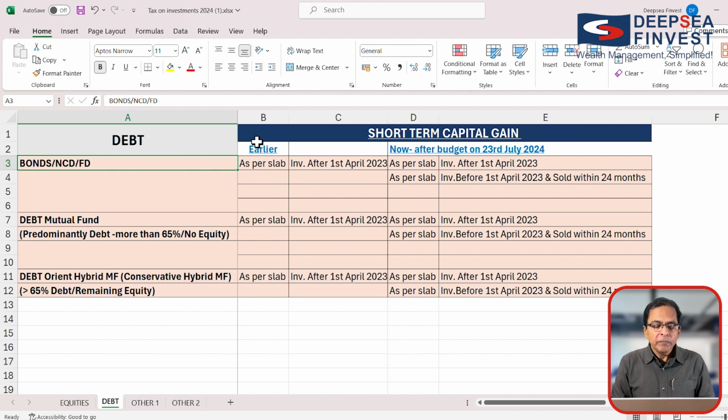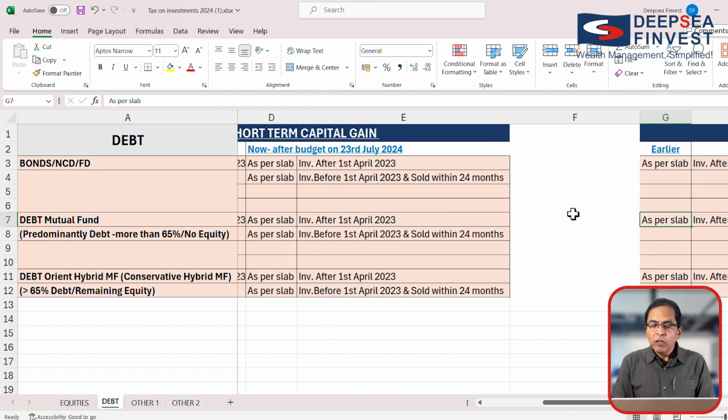In case of short term, earlier the bonds, NCDs and FDs were taxed as per slab, and it will continue to be like that. Similarly for mutual funds, these two categories, again as per the new provisions, will be taxed as per your slab. If you fall in the highest slab of 30%, you will be taxed at 30%. If the tax slab applicable to you is only 15%, you will be taxed at 15%. Here, the tenure of investment is not important at all.